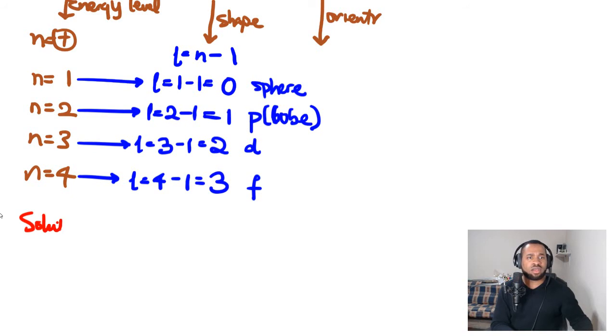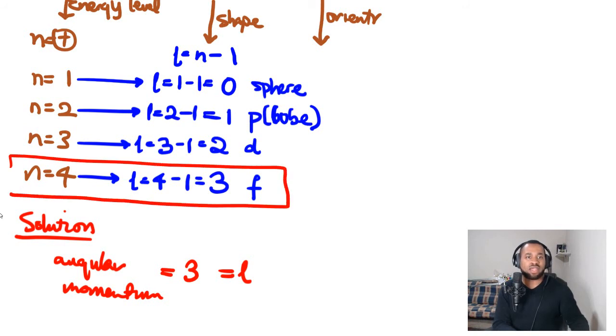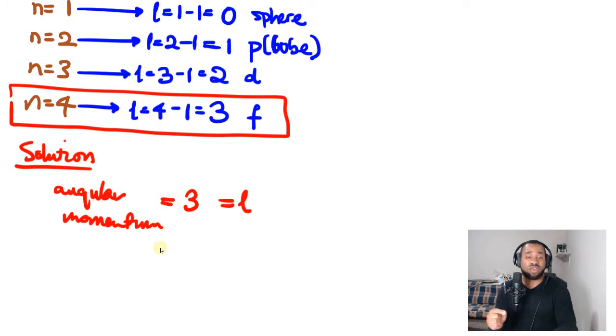Solution. When angular momentum is equal to 3, we know that angular momentum is equal as well to L. So therefore, based on our theory and our understanding, we notice that this satisfies the question that is actually given, which in this case here, when n equals 4, L equals 3.